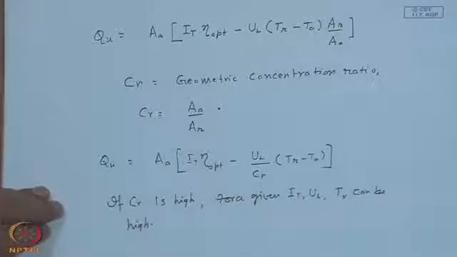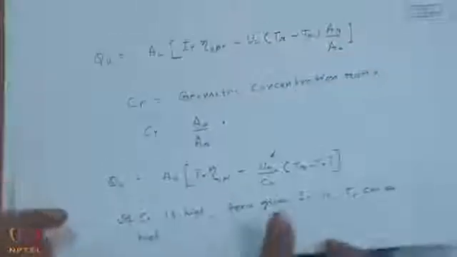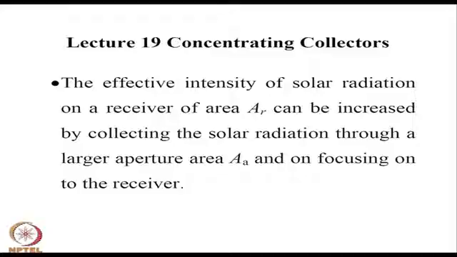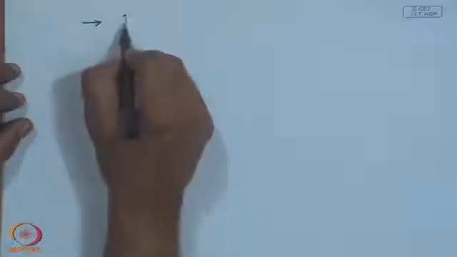If you compare with a flat plate collector, if I choose this concentration ratio as something like 10, I may have a delta T 10 times larger for a given UL at the corresponding critical level. So, this is essentially increasing the effective intensity of solar radiation on a receiver area AR collected from an aperture area AA. What you need is focusing.